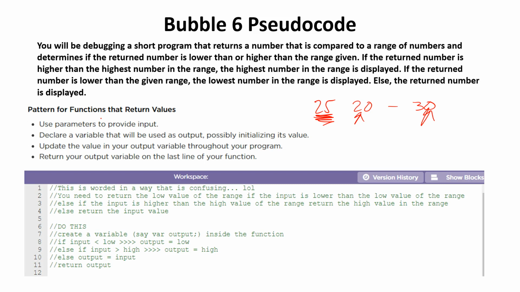And use their instructions in terms of the pattern of how to do a function with a return value. I already went over that a few slides ago. So this down here is pseudocode for you to be able to complete Bubble 6. I hope it makes sense. If not, again, ask questions.